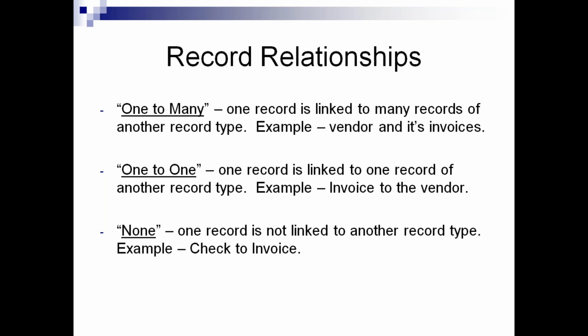So it's kind of hard to say, but the example I've given you here is invoice to vendor. A single invoice is only going to be associated with one vendor. So that is a one-to-one relationship versus the relationship on the top, one-to-many, where a vendor is going to have multiple invoices.